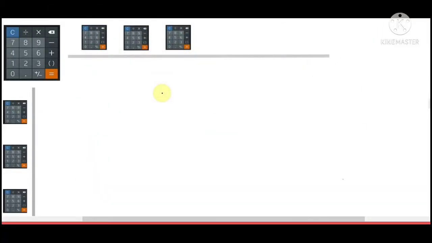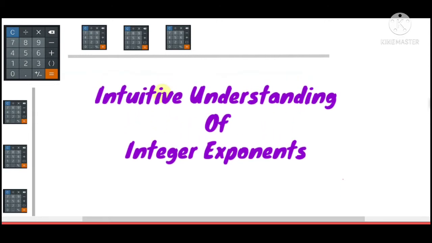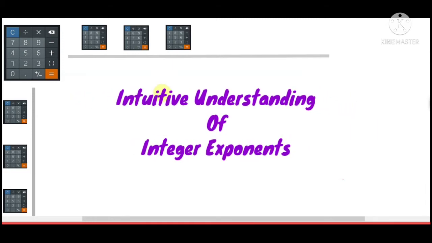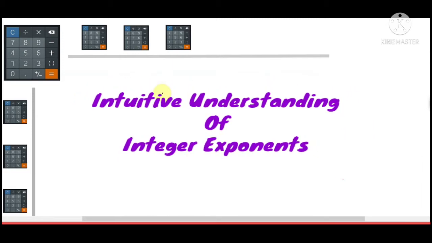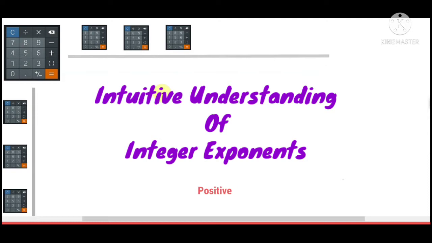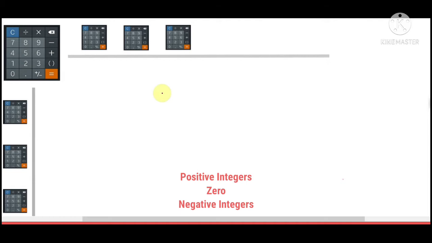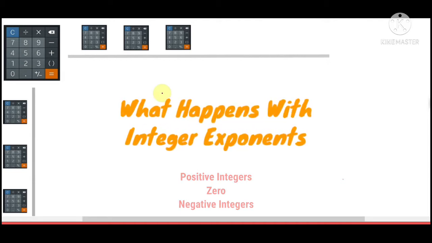Okay, hello and welcome everybody. So in this quick lesson we want to build an intuitive understanding of exponents that are integers. So we mean positive integers, which are the counting numbers or natural numbers, 0, and also the negative integers. So we want to understand what's happening with these intuitively.